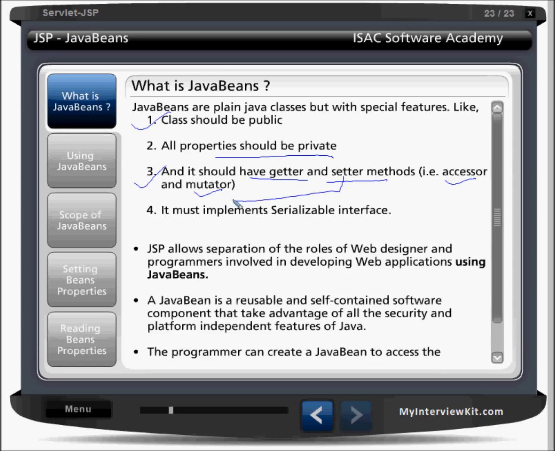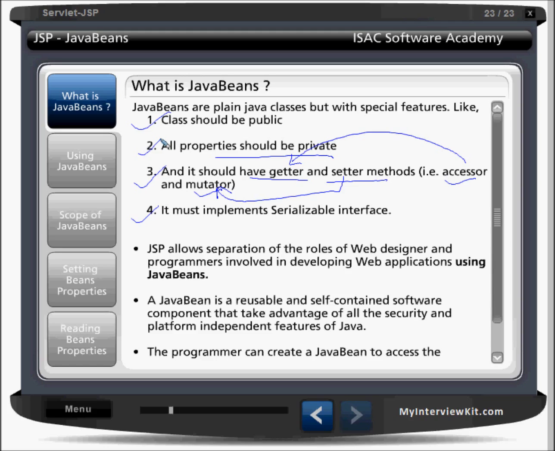So the setter method is also called a mutator. The getter method is also called an accessor method. Okay. So it should not confuse you here. Both are the same. Anyone can mutate, meaning change the value, by calling the setter method. Anyone can access the value by calling the getter method. Okay. It must implement the Serializable interface. So these are the primary things we need for making a JavaBean.